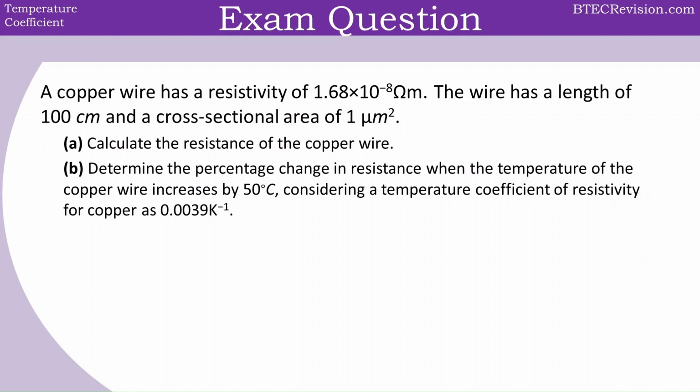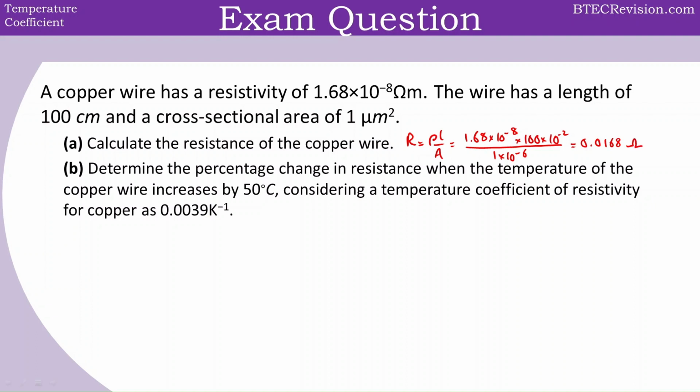To work out this resistance, we have to use our resistivity equation, which is R equals rho L over A, and rho is equal to 1.68 times 10 to the power of minus 8 times the length, which is 100 centimeters, and centi is times 10 to the power of minus 2, all over area, which is 1 micrometer squared. Micro is 10 to the power of minus 6. And plugging all these values in gives us a value of 0.0168, and the unit would be ohms.